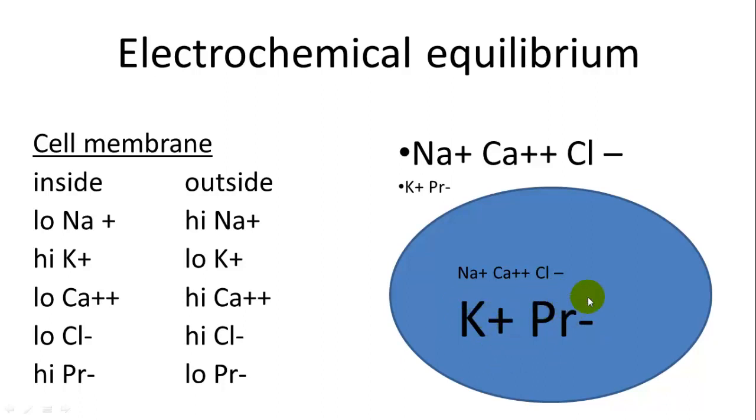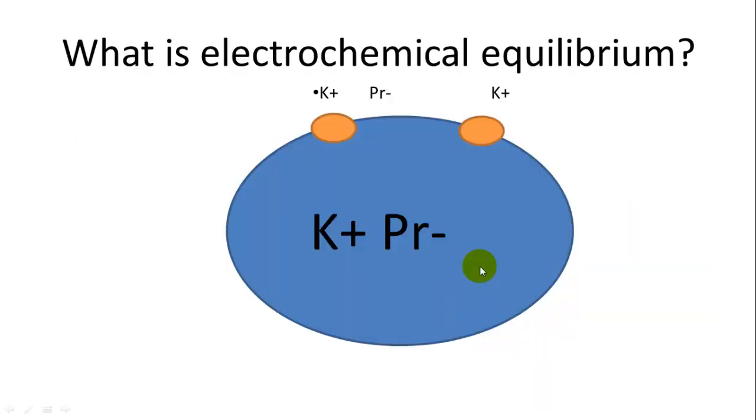And these proteins are too big to leave the cell. All these other ions are so small that they can actually go in and out, but the proteins are stuck in there. So you have this large concentration of negatively charged proteins. That's going to affect the attraction or repulsion of these ions to that negative charge. And so what does that then look like?